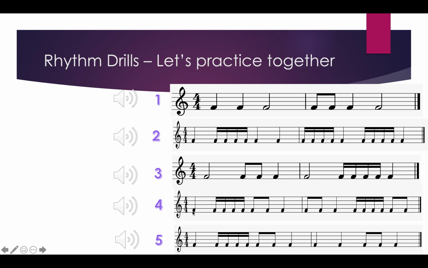Clap it with us. Rhythm 5, 3 times over. 1, 2, 3, 4. Ta, ticka ticka ti ti ta, ta ta ti ti ta, ta ticka ticka ti ti ta, ta ta ti ti ta, ta ticka ticka ti ti ta, ta ta ti ti ta.